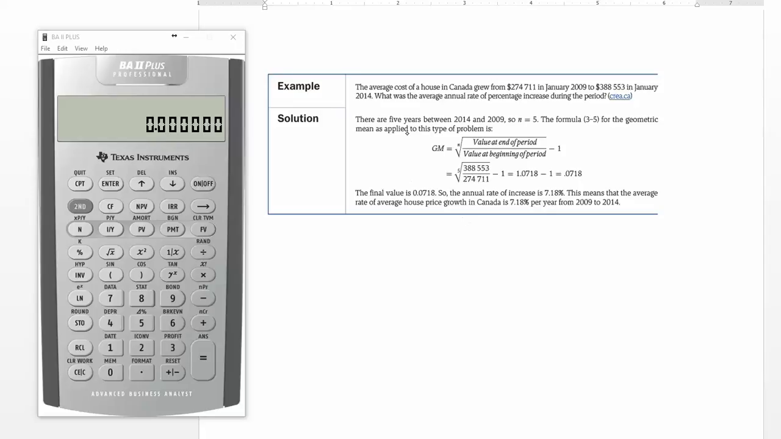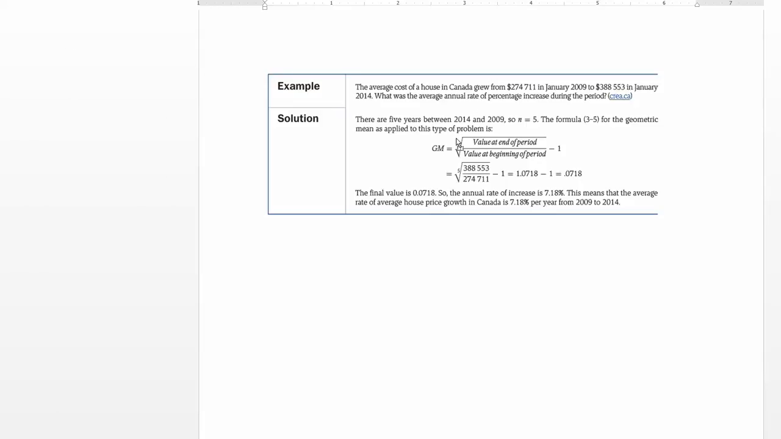So, since there are 5 years, from 2009 to 2014, then we know in our formula that n is 5. So we know our formula, the geometric mean is equal to the nth root. Since it's 5 years, it's the fifth root.